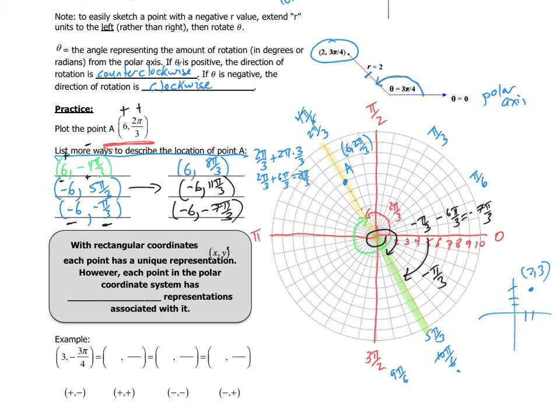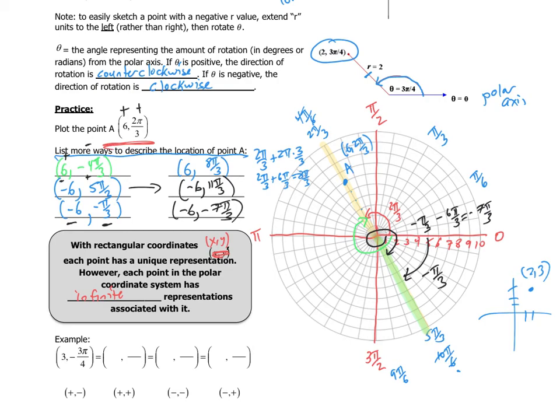So to summarize, with rectangular coordinates, we have a point x comma y. This should be up here. Each point has a unique representation. However, each point in the polar coordinate system has infinite representations. We can continue to change the angle measures, both with positive and negative values for r.